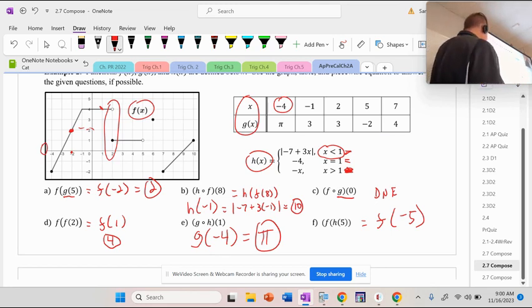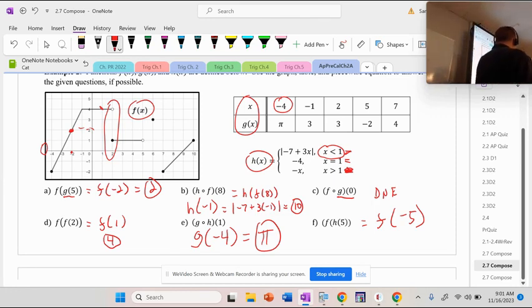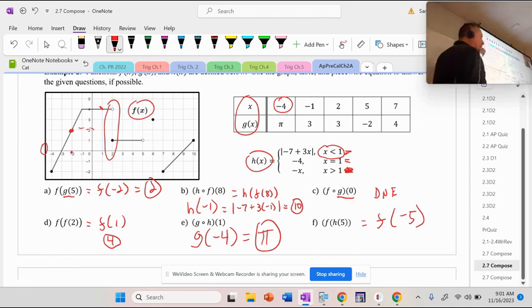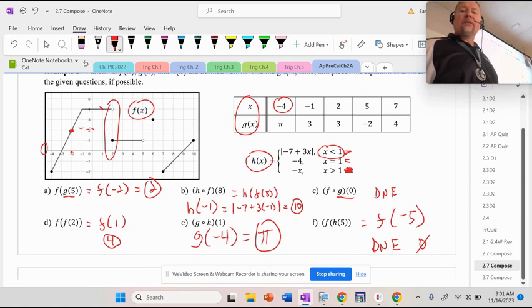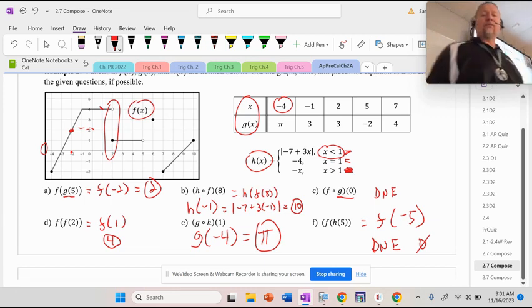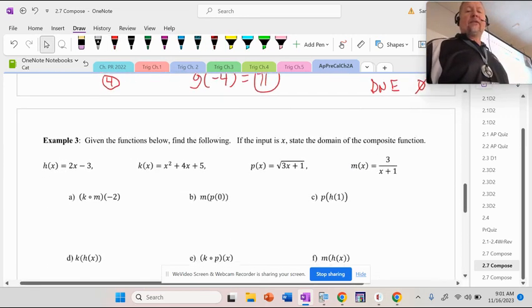3, 2, 1, go. DNE. This function has a domain of -4 to 5, not including 5. That's enough. There is no -5 existing for this graph. So f of -5 does not exist. Or maybe you could put 0 with a slash through it. There is no answer for it. Null set, a 0 with a slash through it, I believe would be mathematically technically good.